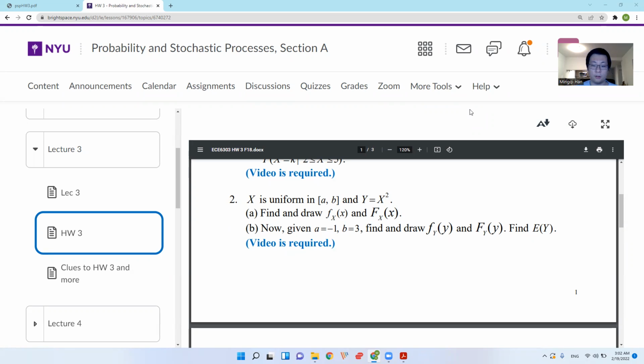In this question, we are given that x is a uniform distribution in range [a, b], both inclusive, and y equals x squared. For the first part, y equals x squared is not needed. We just need to use this information to figure it out.